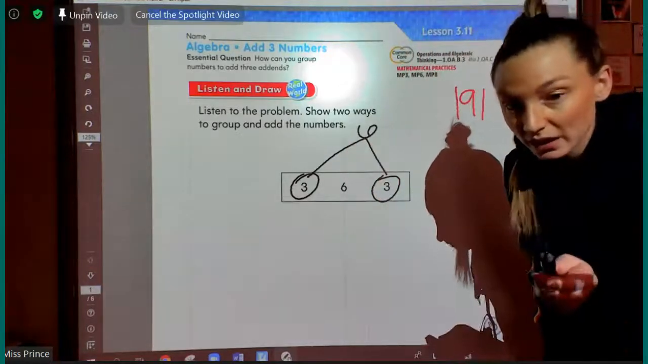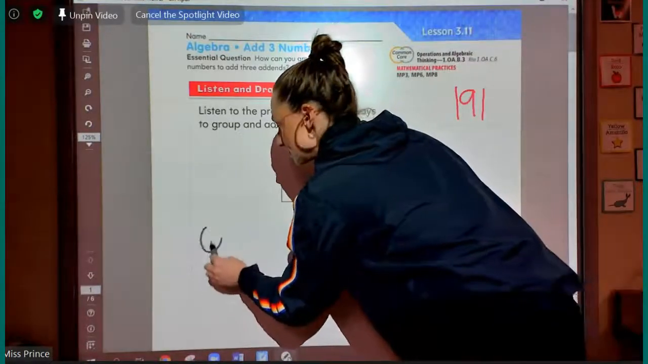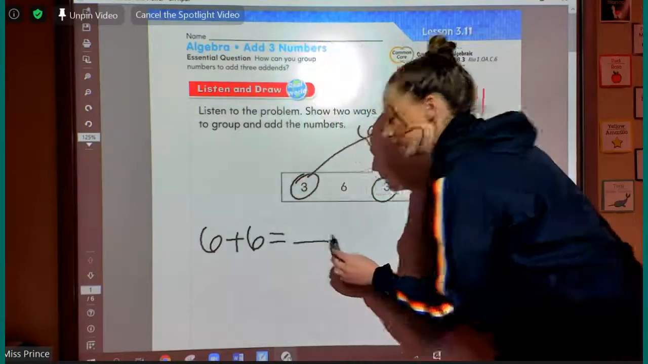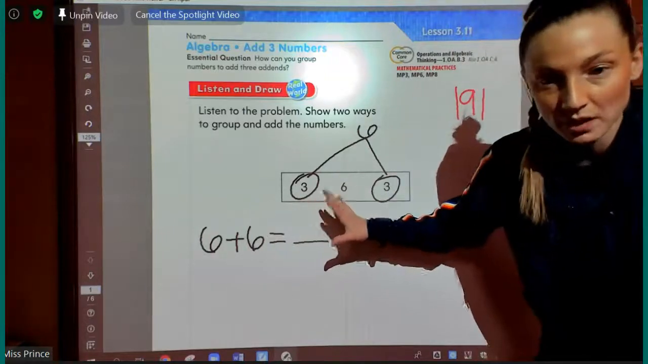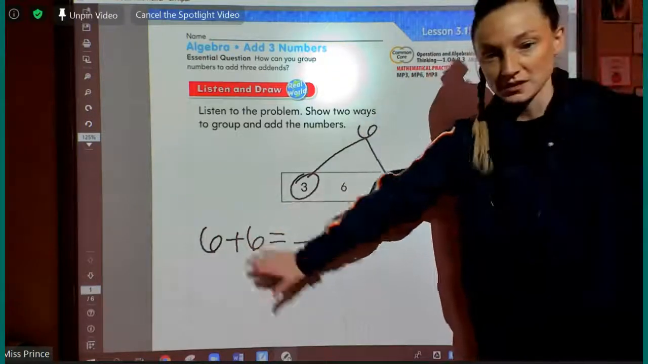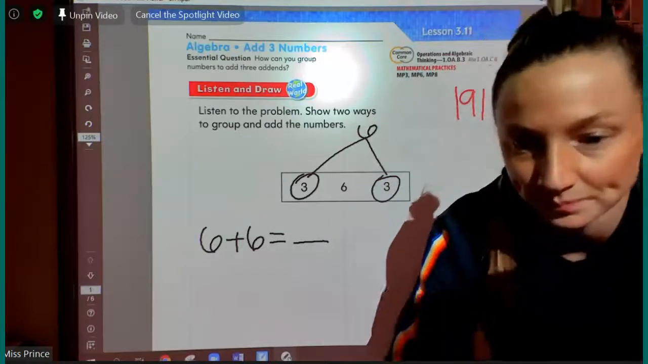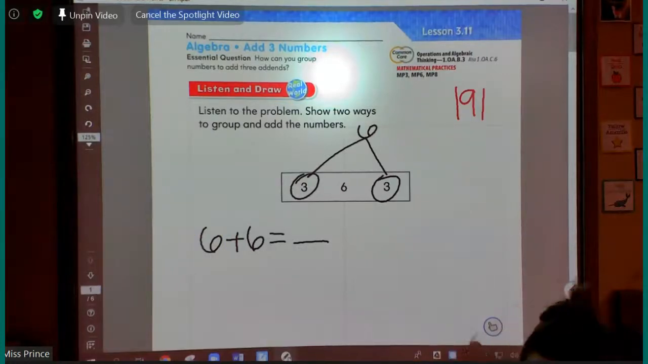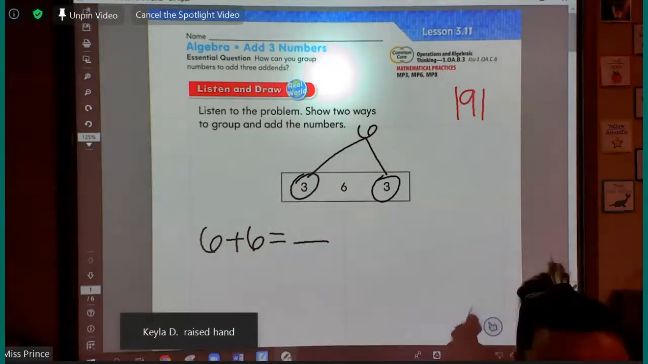So now I can write a doubles problem. On this side, I'm going to say 6 plus 6 equals. In your book, go ahead and write this out. And then I'm going to call on a student who is ready with 6 plus 6. So as soon as you have this written in your book, I want you to solve it, write the answer here, and then raise your hand.